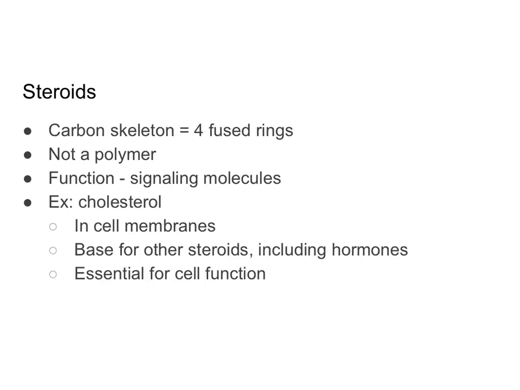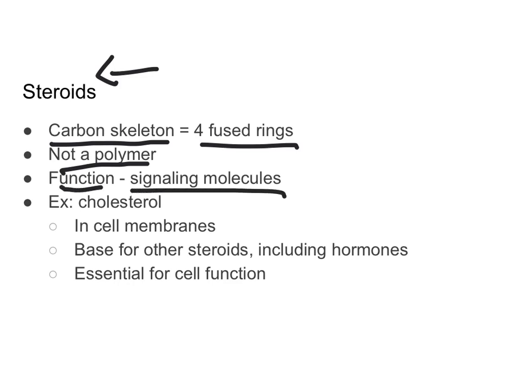So the third type of lipid is a steroid. Okay, and the structure of a steroid is basically a carbon skeleton that's made up of 4 fused rings. Now, steroids are a little different because we don't really consider them to be a polymer because they're not actually made up of monomers, and you'll be able to see that more when I show you a picture in a second. The main function of steroids is to act as signaling molecules.